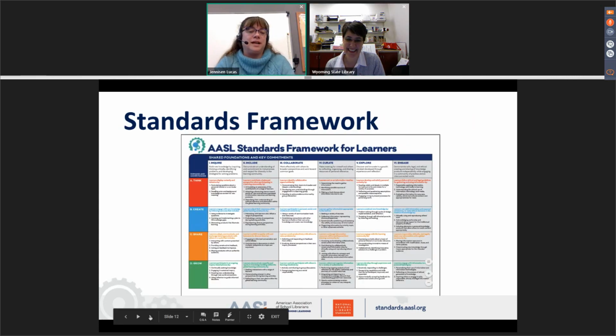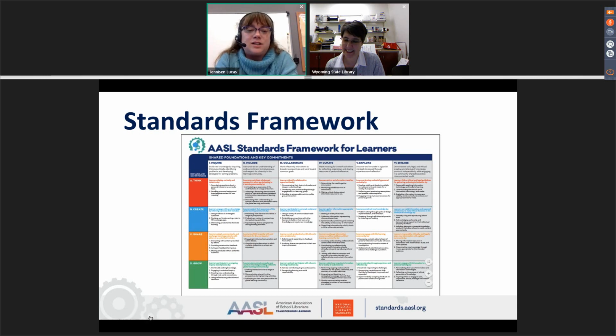Then this is actually what they've been calling the centerfold of the pamphlet, the standards framework for learners in one nice 11 by 17 page, where everything is right there for the learners. This is available as a PDF online that you can download for free, and I will show you how to get to that.